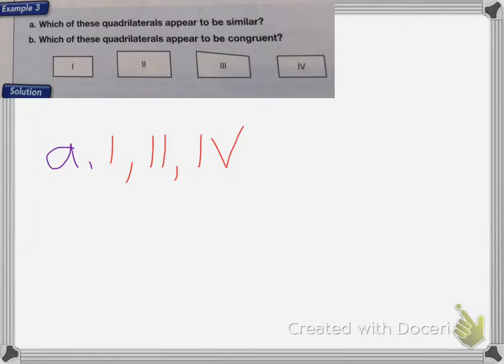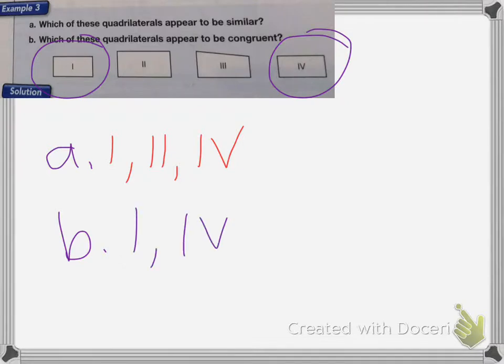Now B asks which two are congruent. That means they're the same size and the same shape. So the only two that look to be the same size and shape are 1 and 4. So my answer is going to be 1 and 4.